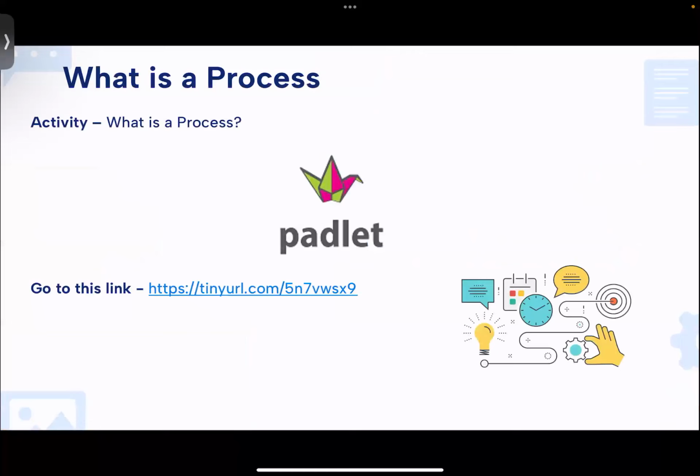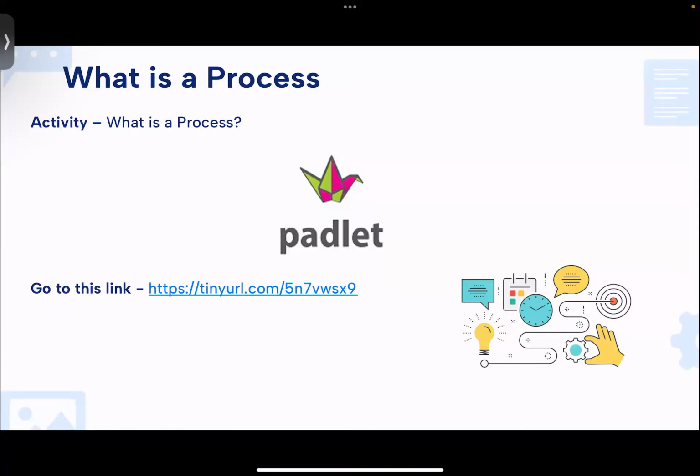So we'll start with a small Padlet activity. I will copy the Padlet link to the Moodle. Sorry, the Padlet link is given in the Moodle as well. So I will copy that particular link to your chat box too, so it would be easier for you all. Just give me a minute.